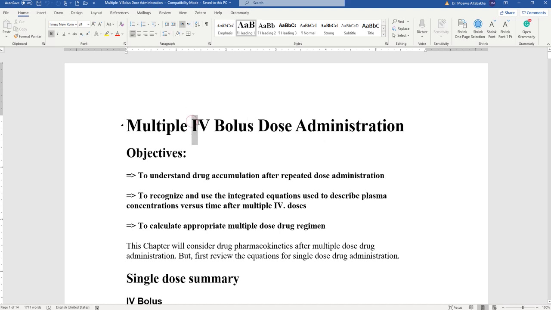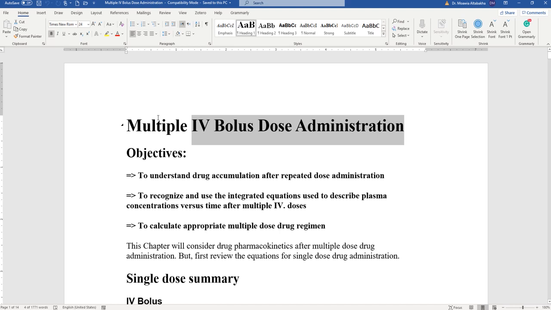Previously, we talked about single dose IV bolus administration. After that, we talked about IV infusion, and then metabolism, and then pharmacokinetics of oral administration, and then calculation of pharmacokinetic parameters. Now, with our previous talks, we focused on single dose administration, with the exception of IV infusion.